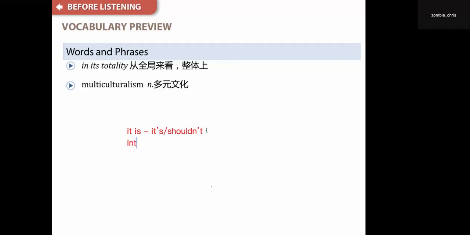You may even see abbreviations done like this: international arrivals. You'll see this commonly in airports. INT apostrophe L, meaning international. So you would see this apostrophe to signify and show that there's been something removed. Usually one or two letters have been removed, and we call these contractions, where two words are contracted together. So should not will become shouldn't, and it is will become it's.